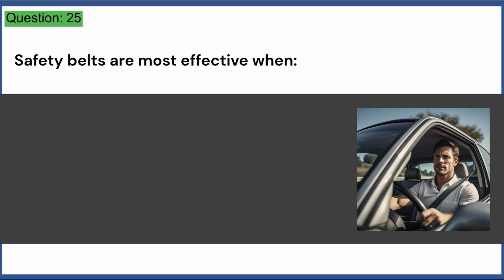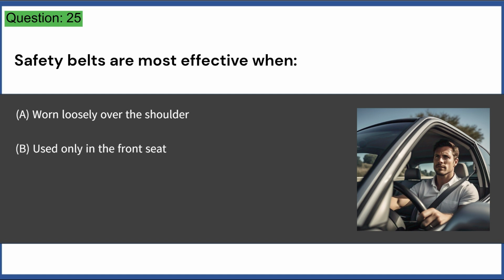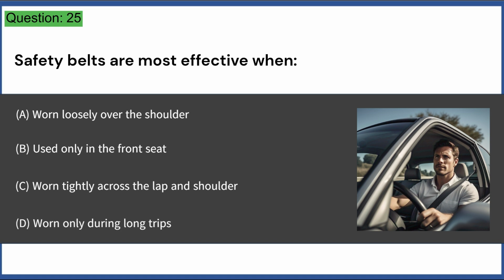Safety belts are most effective when: A. Worn loosely over the shoulder. B. Used only in the front seat. C. Worn tightly across the lap and shoulder. D. Worn only during long trips.